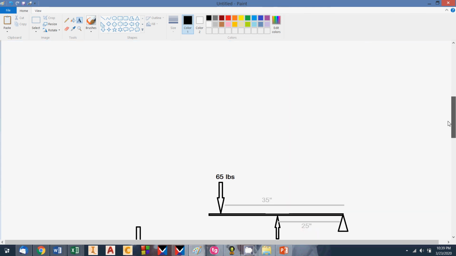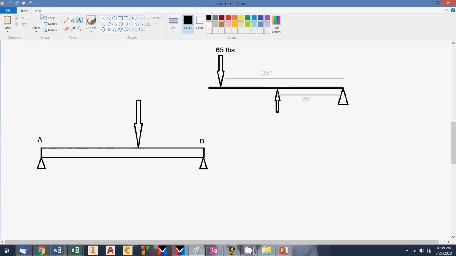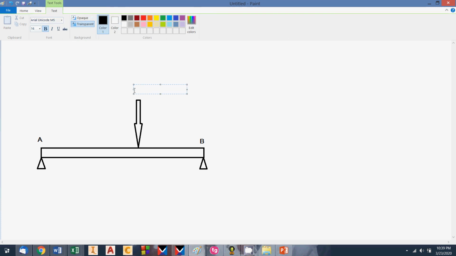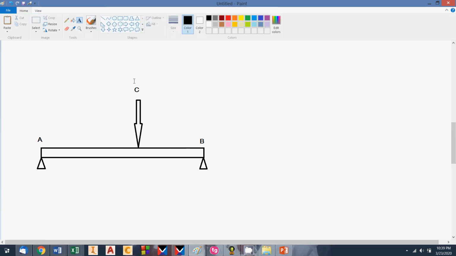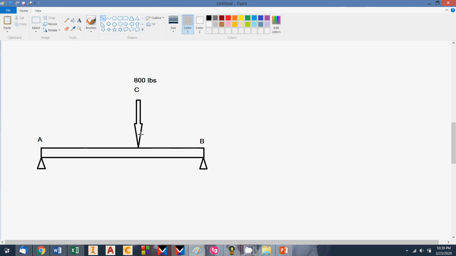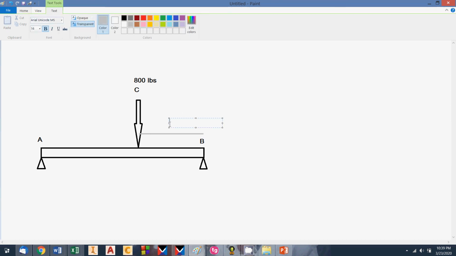What you're going to do is solve this beam down here. Notice we have a similar thing. We're going to say that this is C, and its downward force is, let's say, 800 pounds. And we'll go ahead and put a couple distances on here. We'll say that this distance is 12 feet. And over here we have a distance of 28 feet.